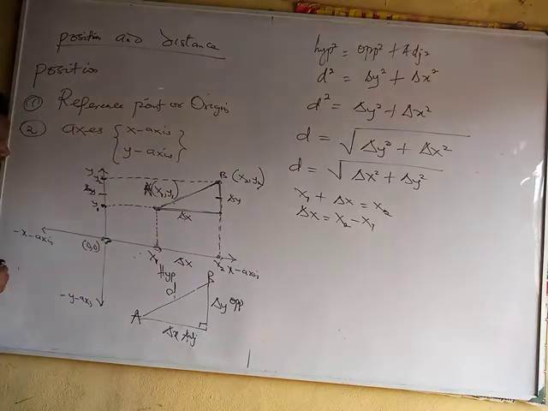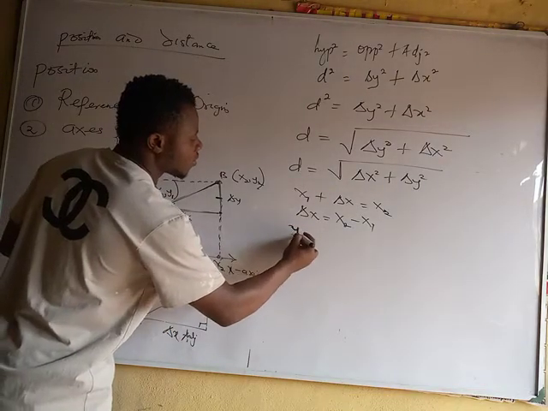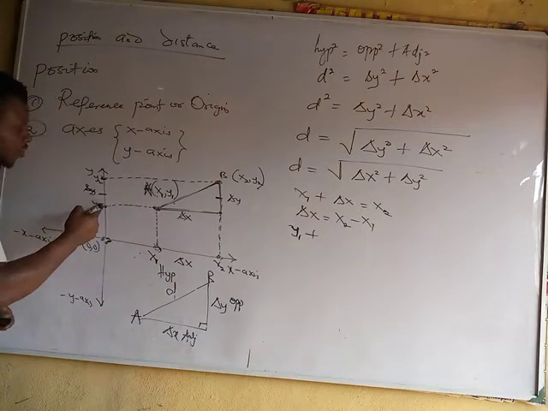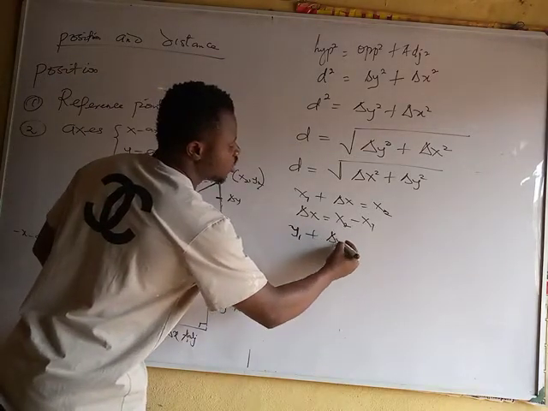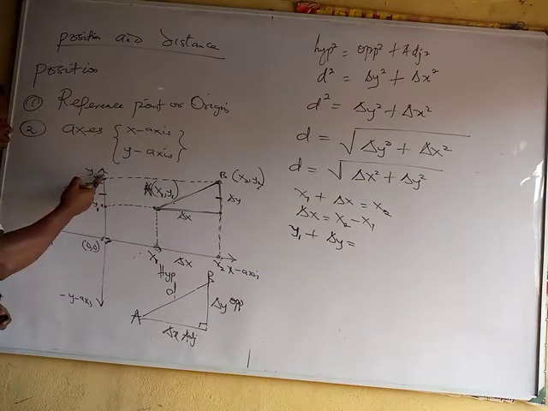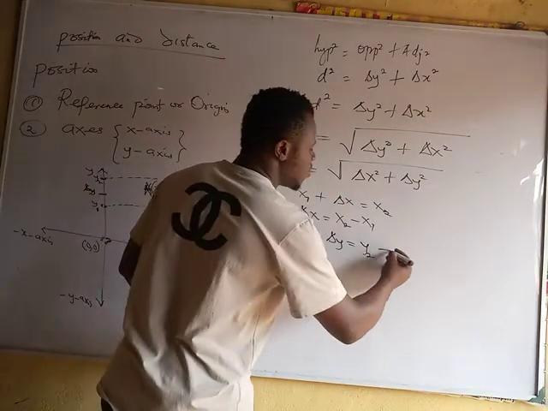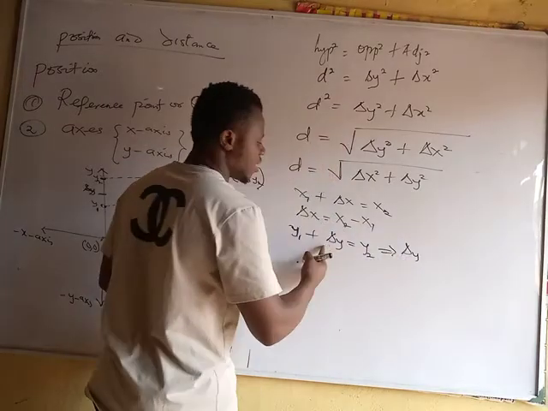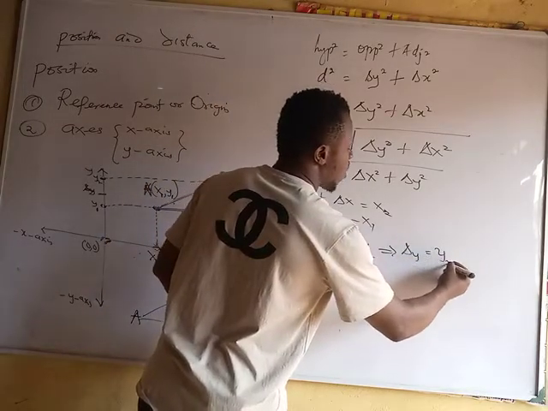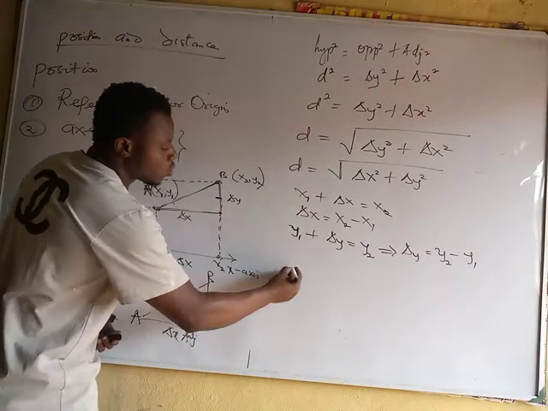For the Y axis, from here to here, from the origin to this, is our Y1. So I can have Y1 plus from here to here is our change in Y. So from here to here and from here to here will give me from here to here. And from here to here is our Y2. So what are we going to say? Our change in Y is equal to Y2 minus Y1.